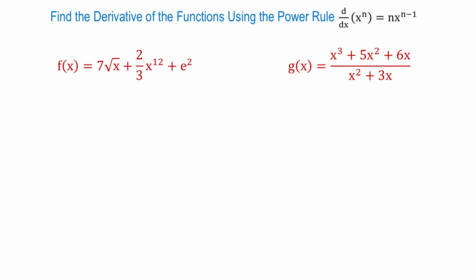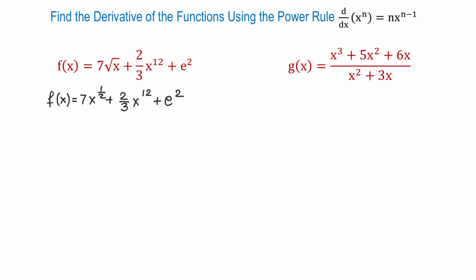Now, before we start the derivative, in the first term, we will write this square root of x as x to the power of 1/2. Then we will have f of x equals 7x to 1/2 plus 2 over 3 x to the 12th power plus e to the second power.